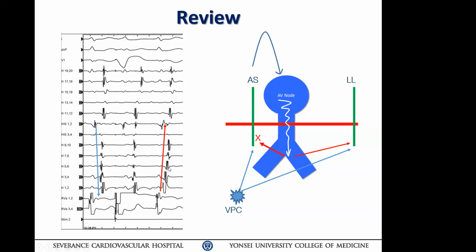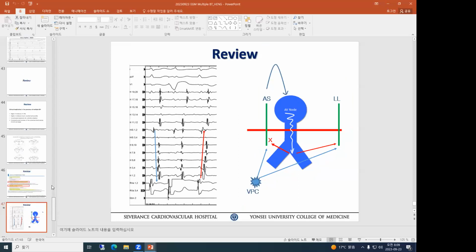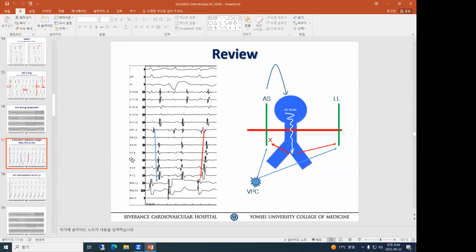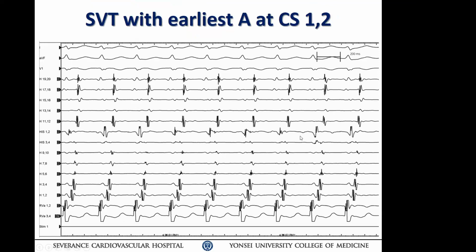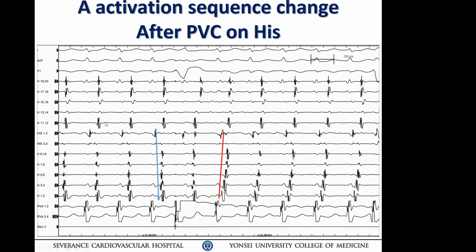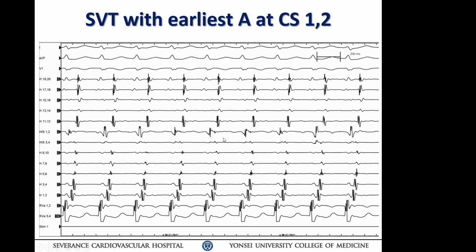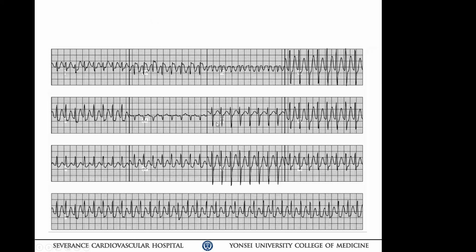Okay, let's go ahead. This is the SVT with earliest retrograde A at CS12, which is different from the previous tachycardia sequence. Also, the ECG is the same.